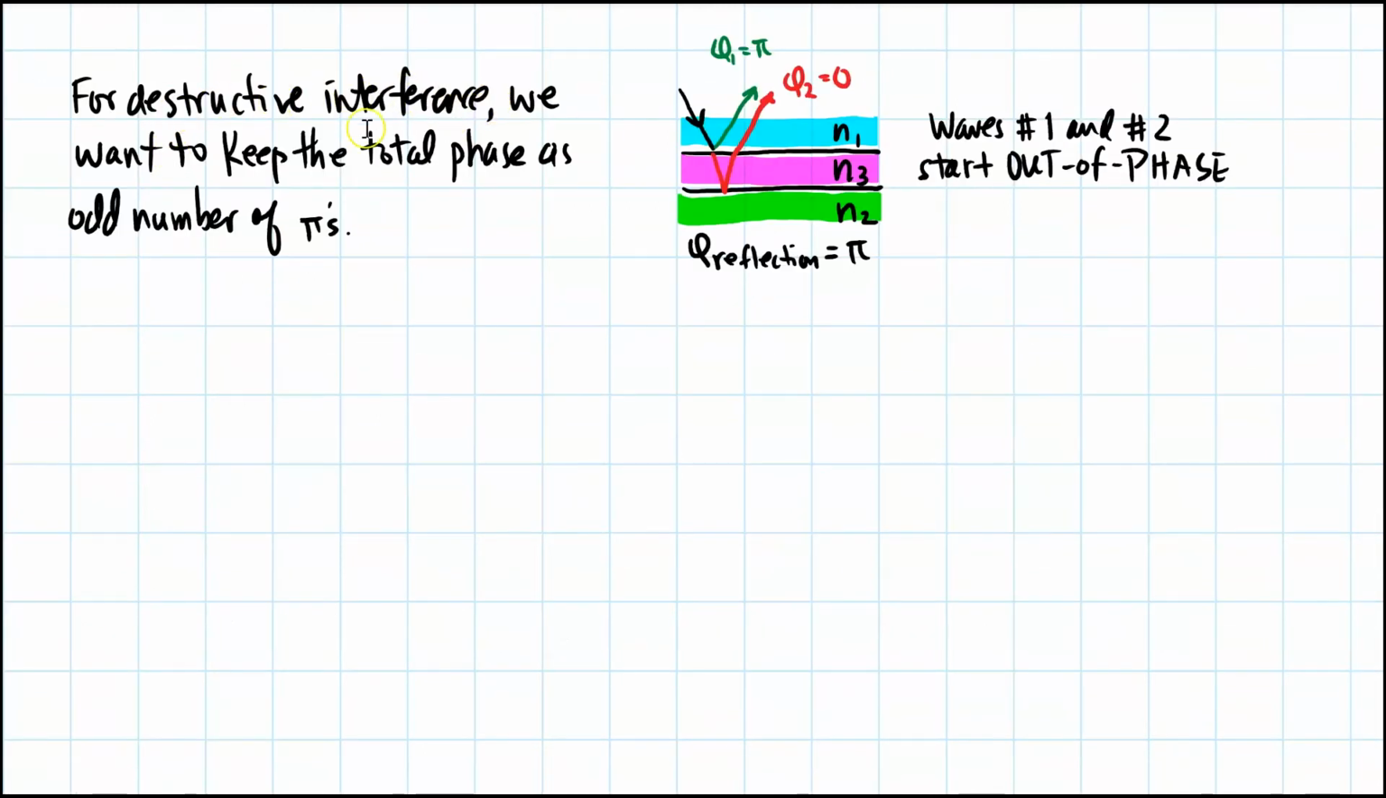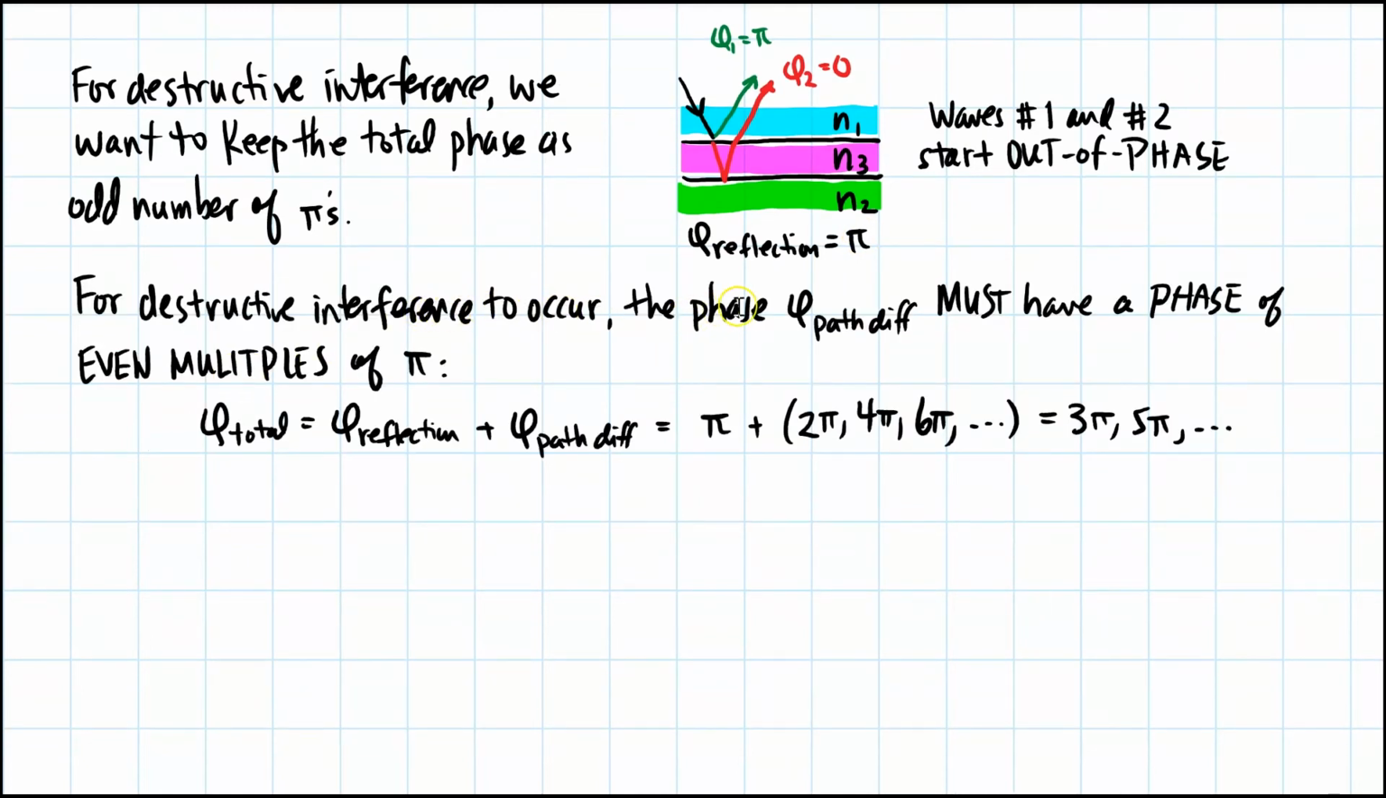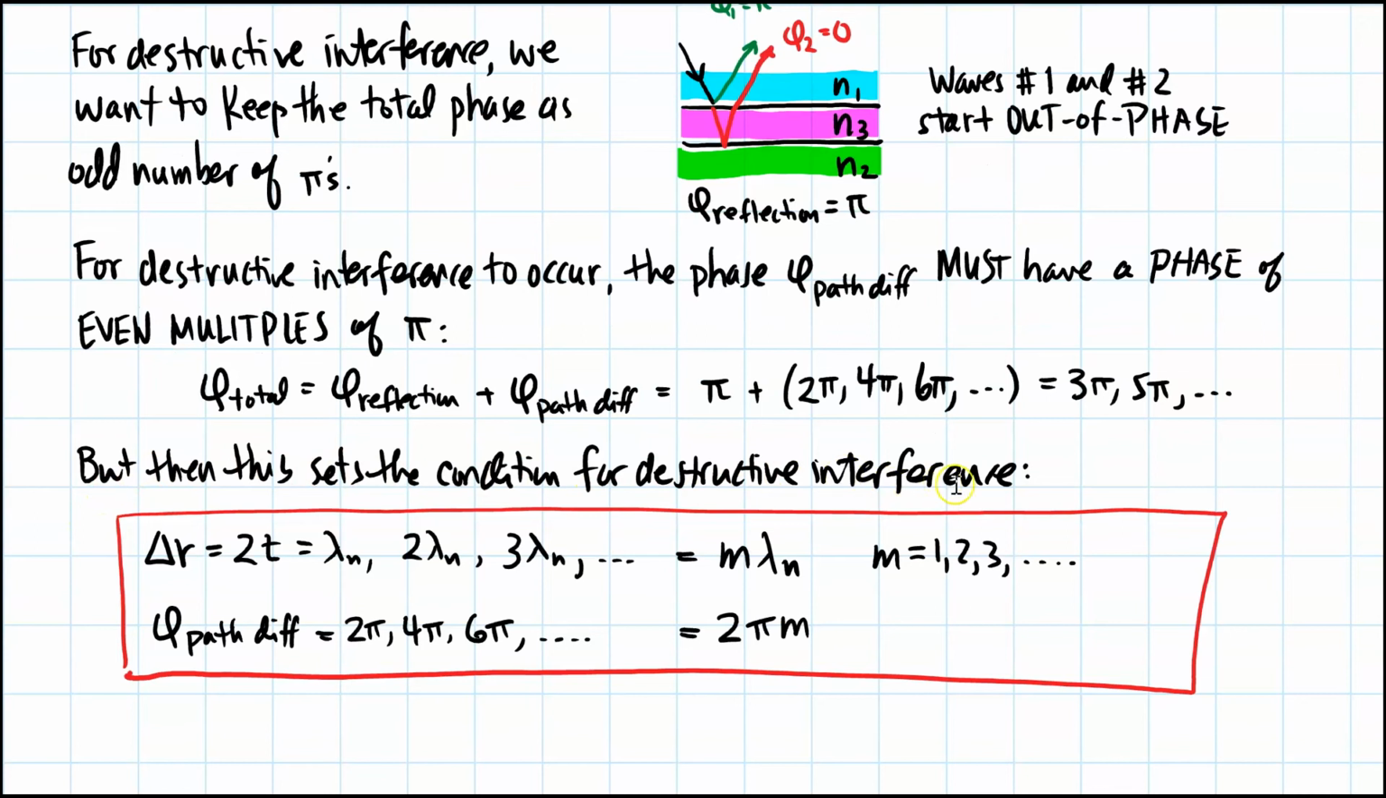For destructive interference, we want to keep the total phase as odd multiples of pi, because we want to keep it with the phase of pi. For destructive interference to occur, the phase of the path difference must be even multiples of pi. So when I sum up the total phase, reflection plus path difference, I start off with this original phase of pi, and then my path difference can't be 0, so it has to start off at 2 pi, 4 pi, 6 pi, etc. So therefore the phase is 3 pi, 5 pi, etc. But then this sets the condition for destructive interference.